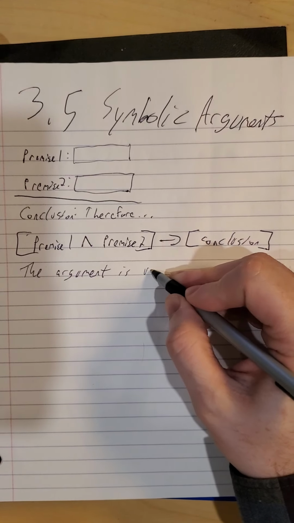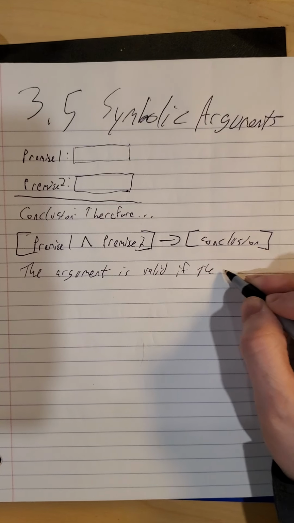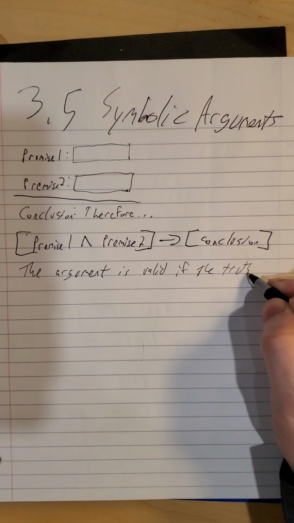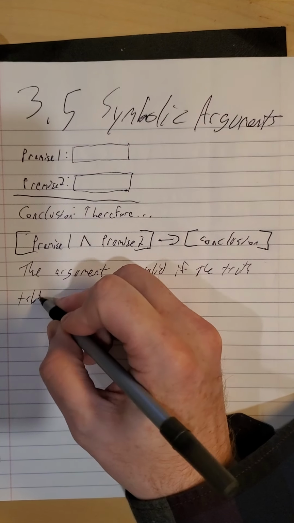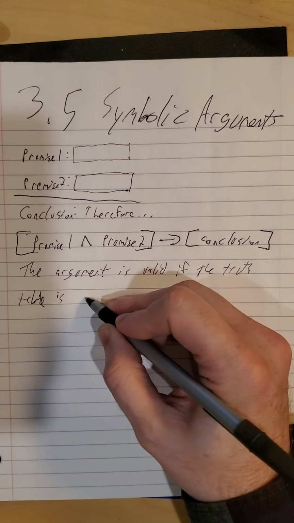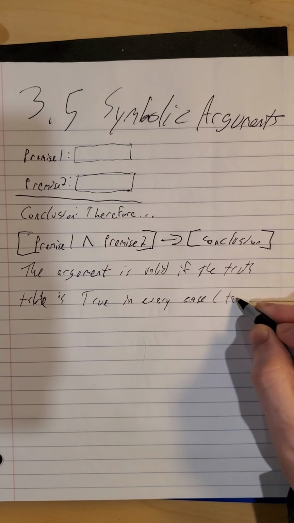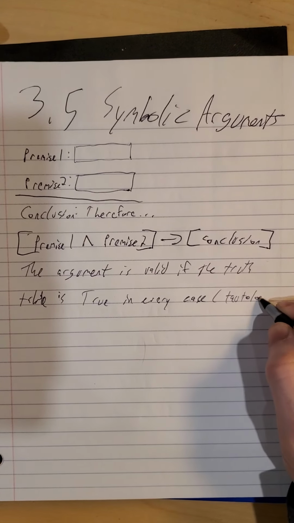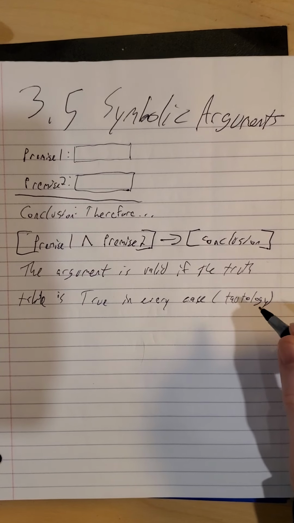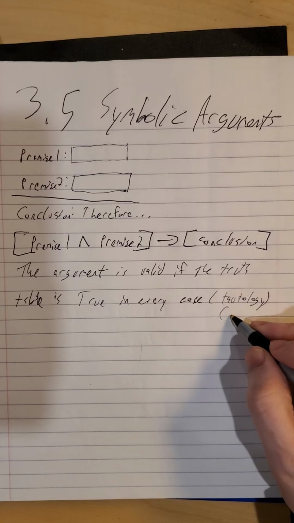An argument is valid if the truth table is true in every case. Recall that is referred to as a tautology. An implication, if we're having an if-then.